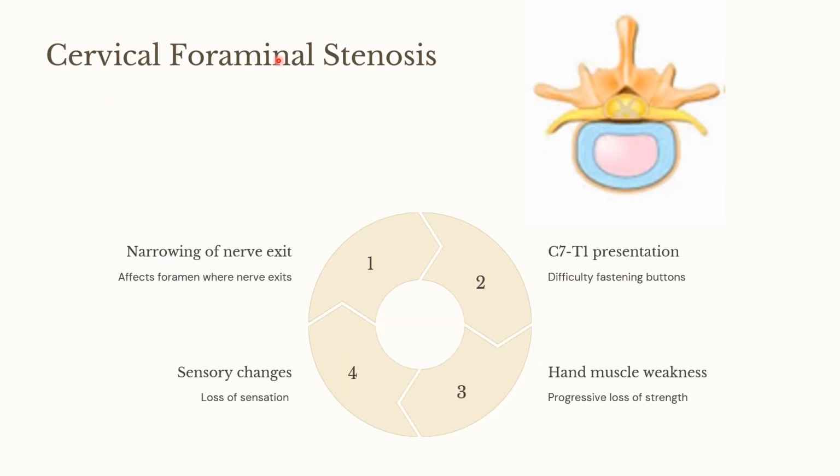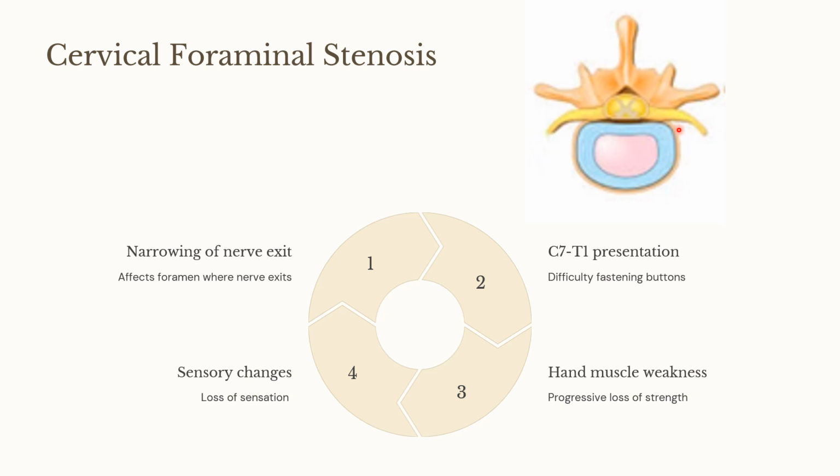What about cervical foraminal stenosis? This is the foramina, the cervical foramina. This is the cervical vertebra, and the foramen through which the cervical nerve exits is in the cervical vertebra. Now when there is narrowing of this nerve exit, that is known as cervical foraminal stenosis.